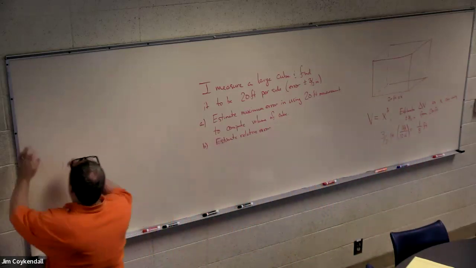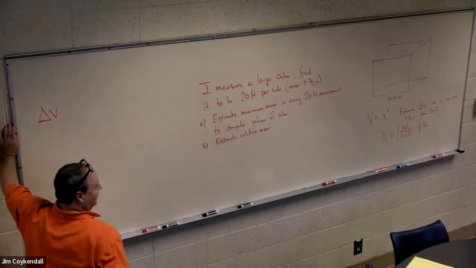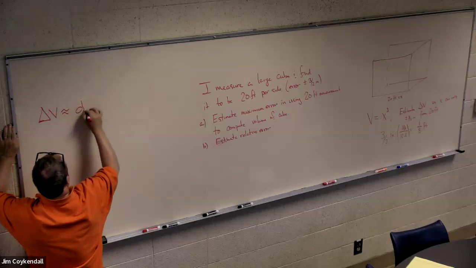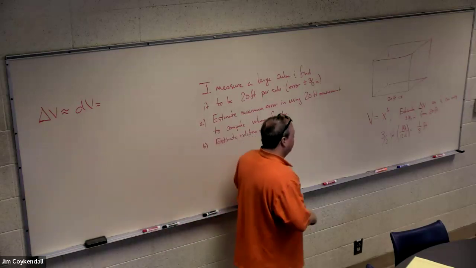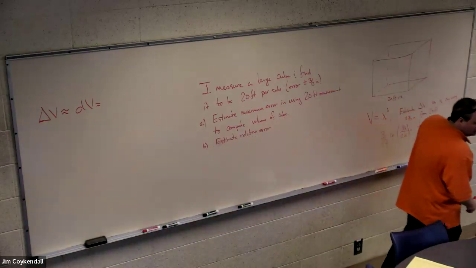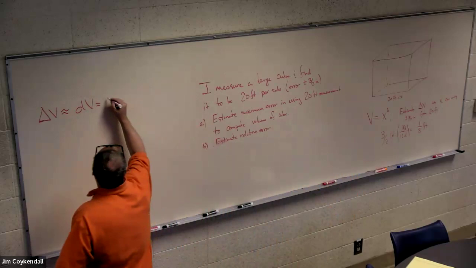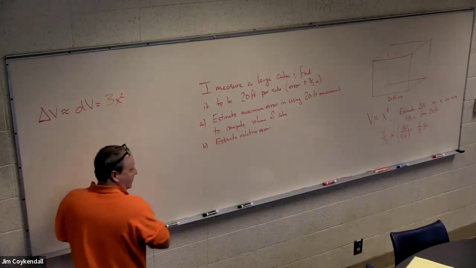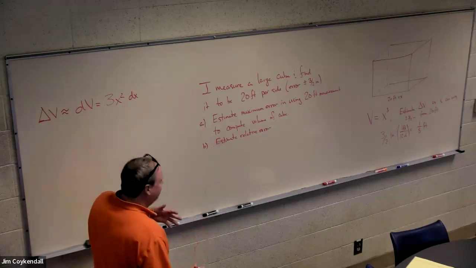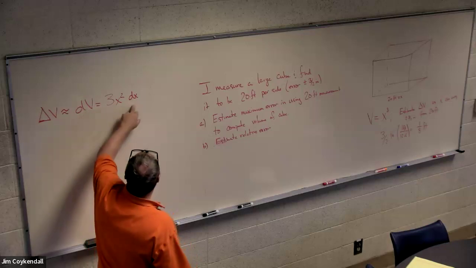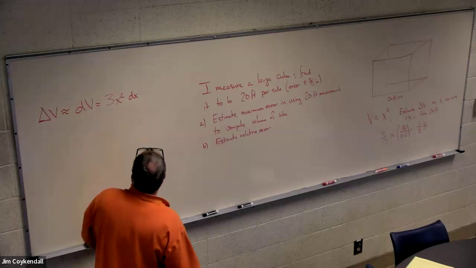Okay. Well, the idea is we want to use differentials to make our computations easy. Delta V is approximately equal to dV. Now, this is important. What is dV? Tell me what dV is for this here. 3x squared times what? So this is sloppy, but it's a good mnemonic device. Think of dV over dx as being 3x squared, right? And you're going to need this. Well, this is your error.